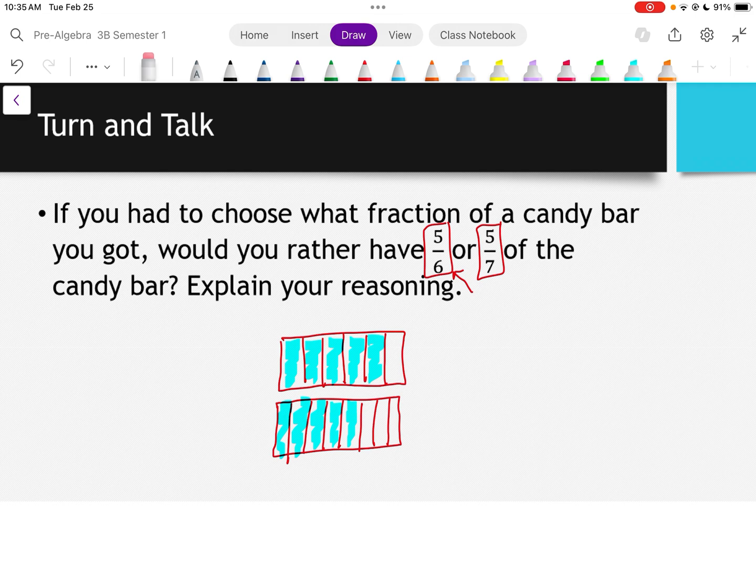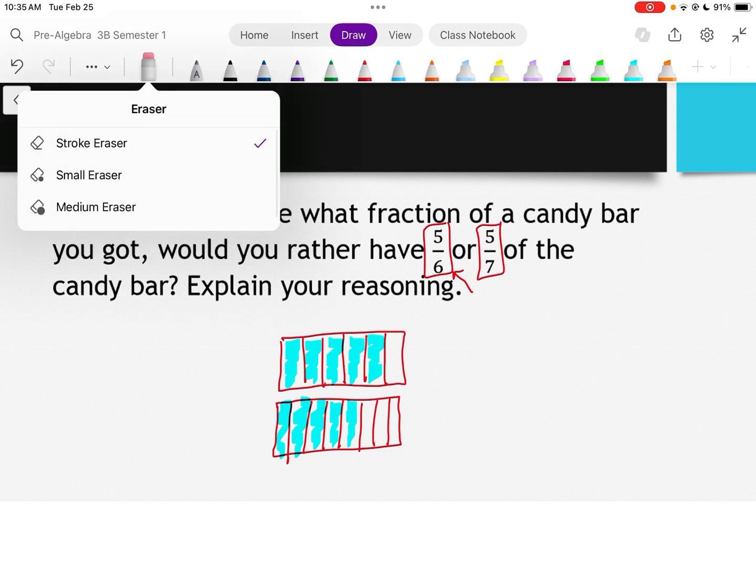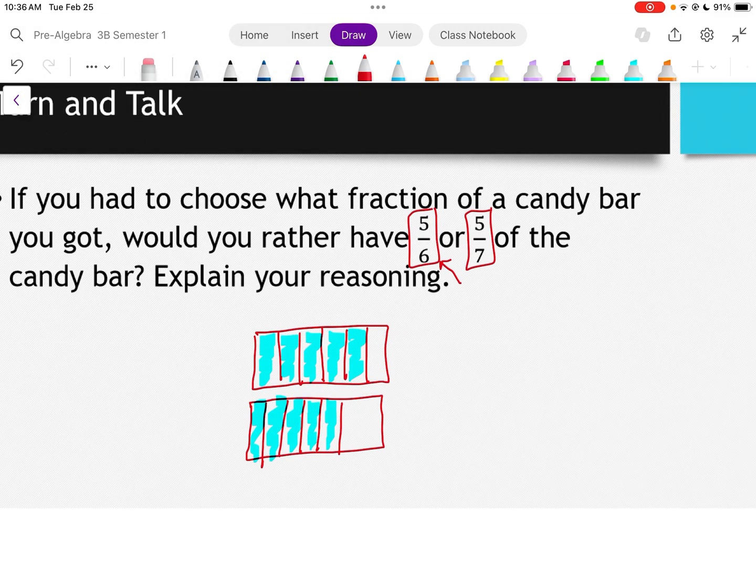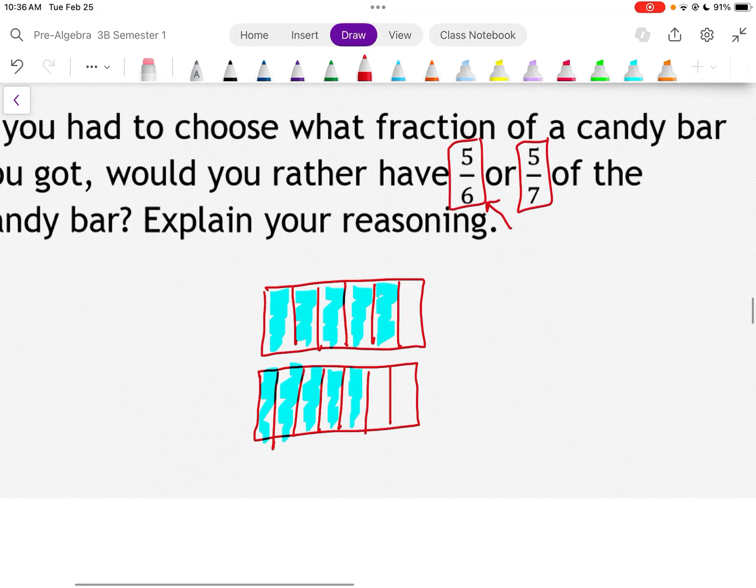Oops, I think I made this one into too many parts. 1, 2, 3, 4, 5, 6, 7. I sure did. Sorry about that. Nope, I did it again. There we go.